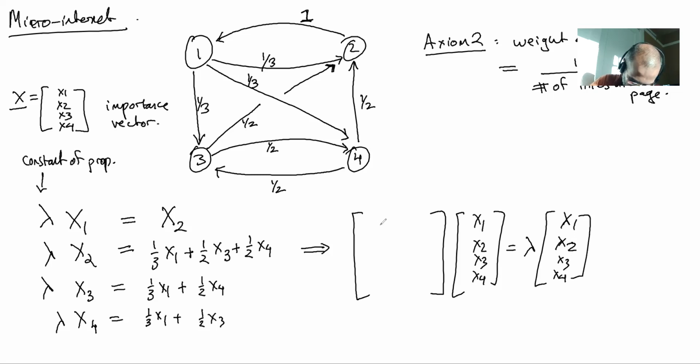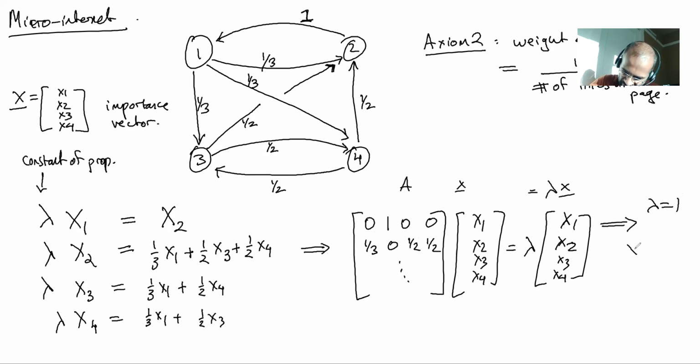If you write it out, you have 0, 1, 0, 0. And then for x2, I guess you have a third, 0, half, half, etc. This is an eigenvector equation. And you can solve this, and you get a solution with lambda equals 1 and x equals some positive vector, which turns out to be 12, 4, 9, 6. And you use this to give the ranking.